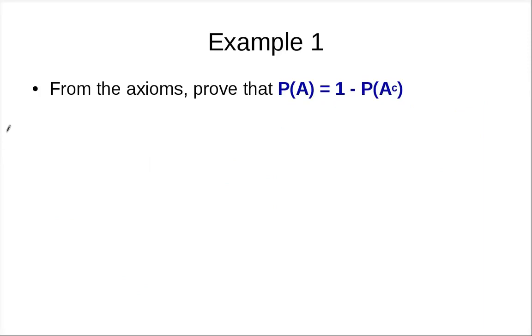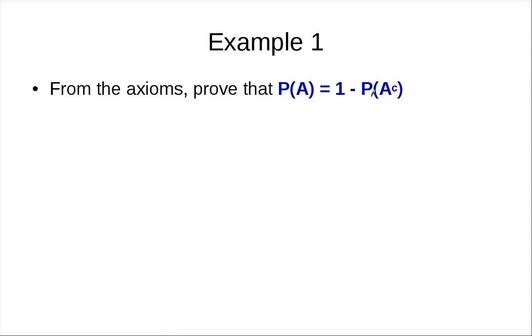All right. With these axioms, we can prove many interesting facts. So we have the first example. We're going to show that the probability of an event A equals 1 minus the probability of the complement of A. This says that the probability that some event occurs equals 1 minus the probability that it doesn't occur.